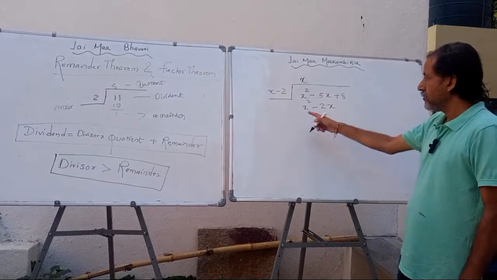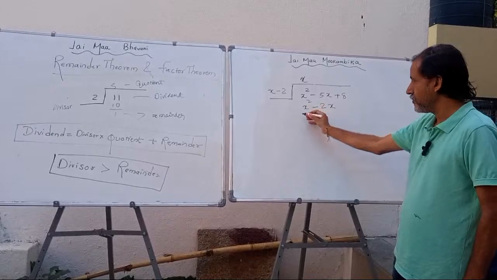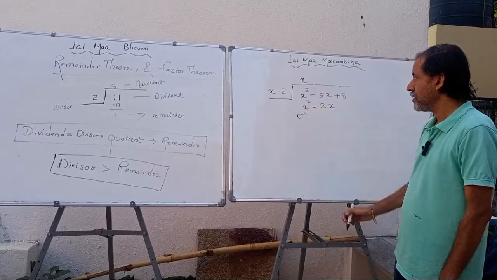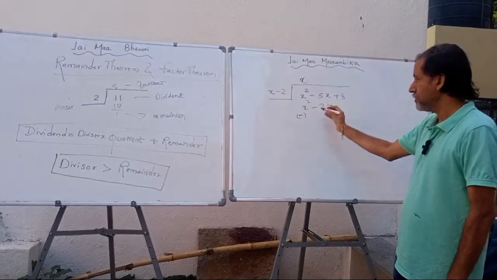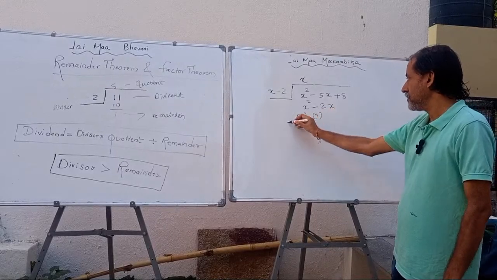All right. What is the sign here? Plus. Put minus. What is the sign here? Minus. Put plus here. Ulta.